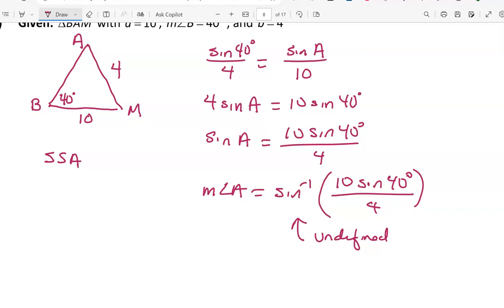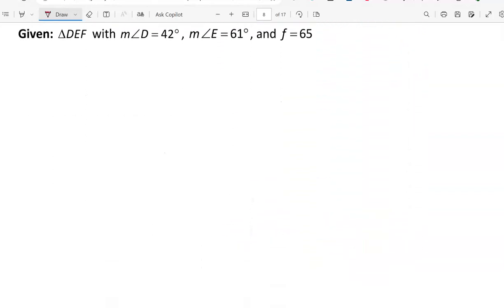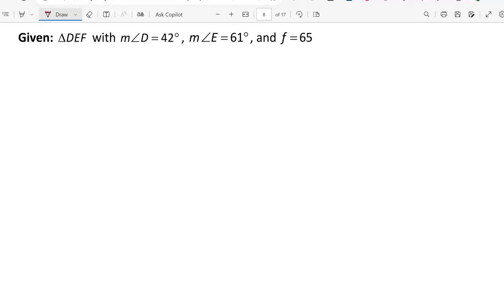That means that this calculation did not yield a solution, so this triangle actually has no solution. This is our SSA case where we have no solution. And then if there's no solution on that angle, there's no solution for the triangle, so that means we do not need to proceed.